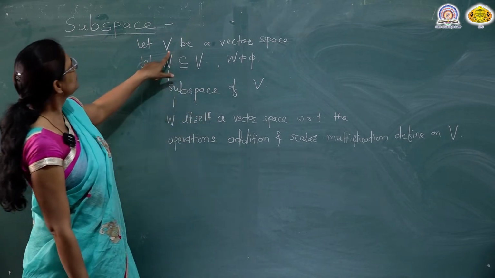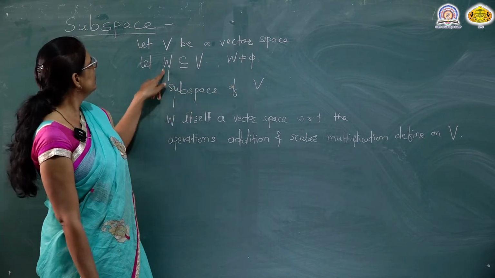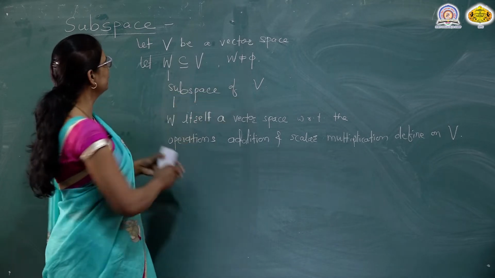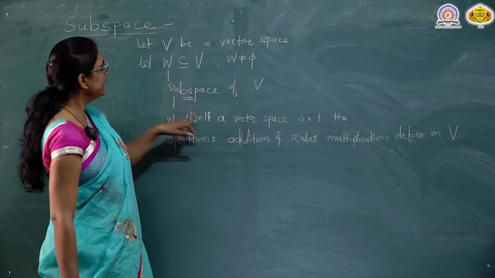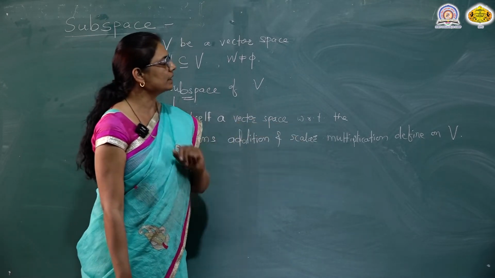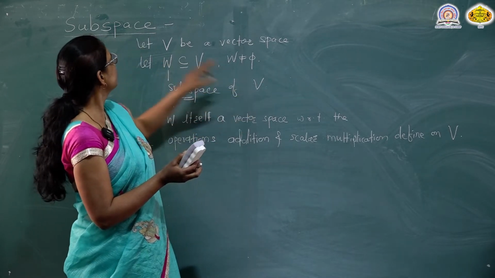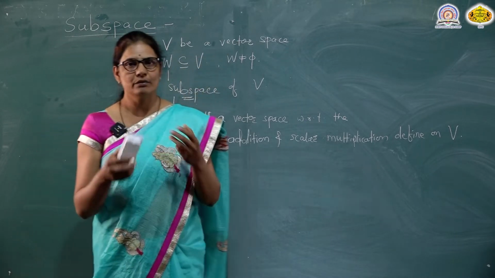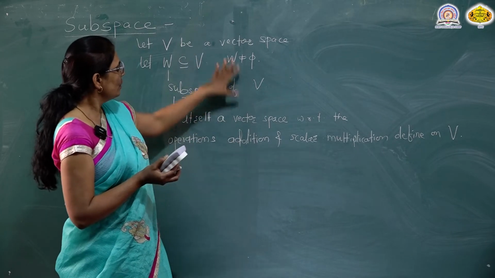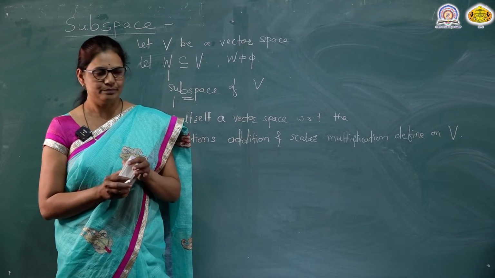So first we consider V is a vector space, W is a non-empty subset of V. This W is said to be a subspace of V if W is itself a vector space with respect to the operations addition and scalar multiplication defined on V. So suppose we are given one vector space, we consider its non-empty subset and we want to show that it is a subspace. Then according to this definition, we want to show that W is itself a vector space.